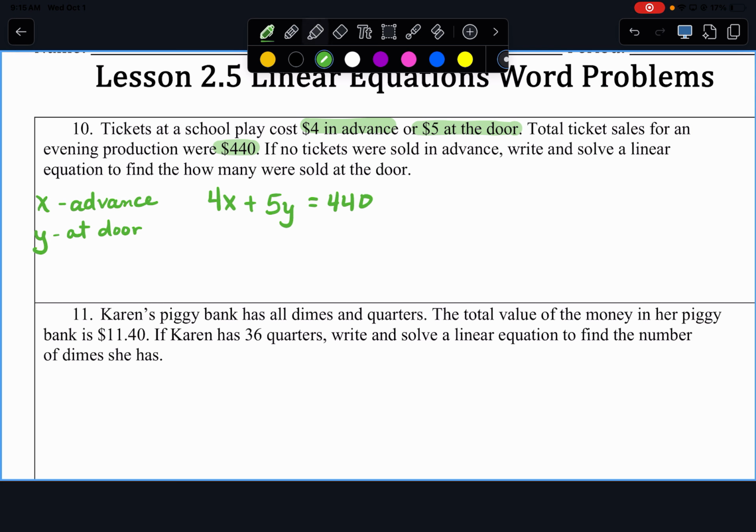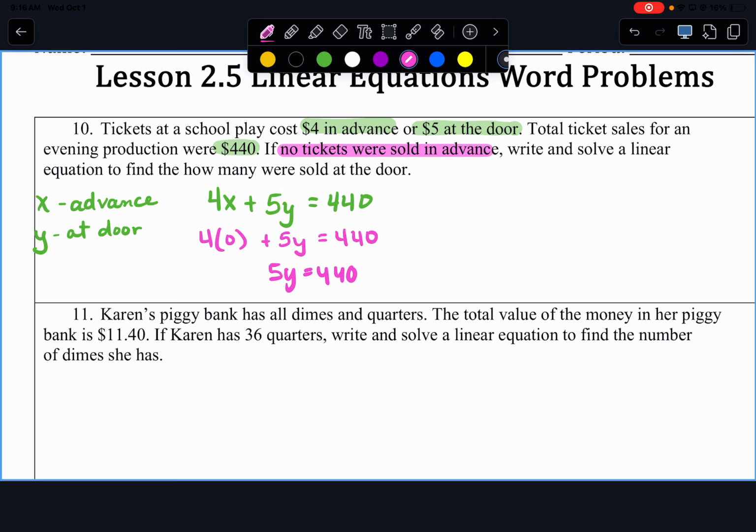Now, it tells us in the next part that no tickets were sold in advance. So what do I do? Plug it in for x. What do I plug in for x? 0. So we're going to do 4 times 0 plus 5y equals 440. What is 4 times 0? 0. So we get 5y equals 440.